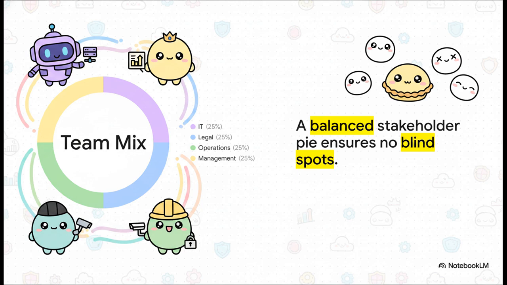Sure, IT is naturally going to focus heavily on technical threats, but you absolutely need legal at the table to point out the severe compliance liabilities of a potential breach. You need operations to highlight physical security gaps on the factory floor. And you need management to align all these identified risks with overarching business objectives. Without that cross-departmental stakeholder input, you're not building a comprehensive ISMS, you're just building an IT project.